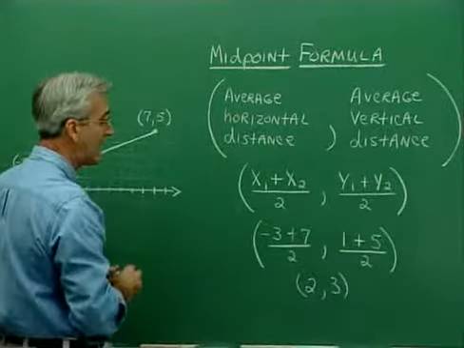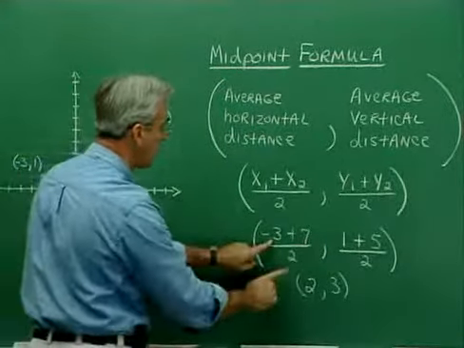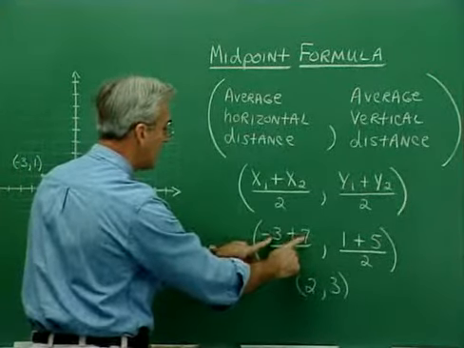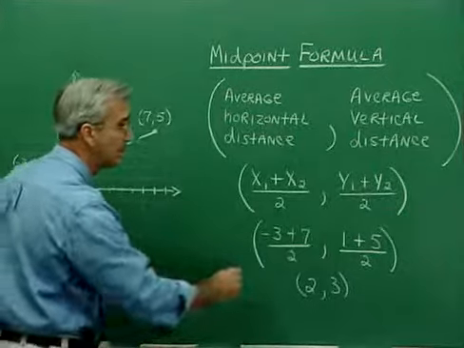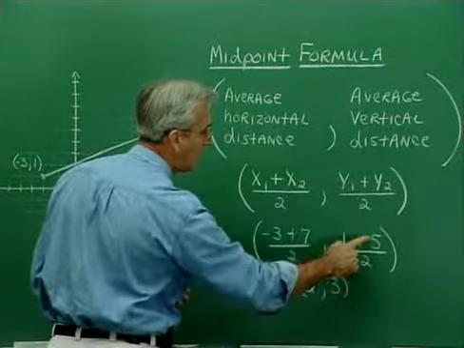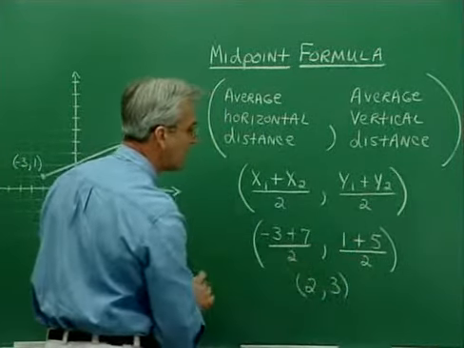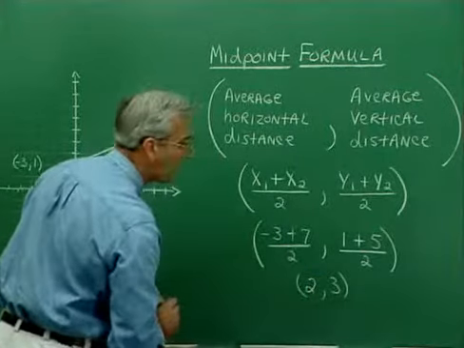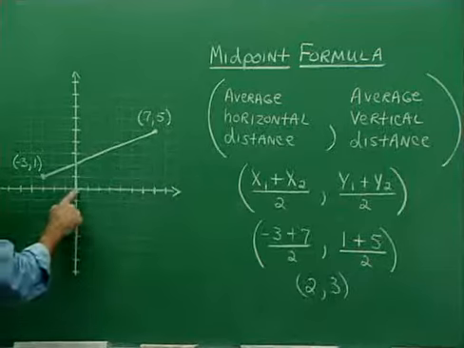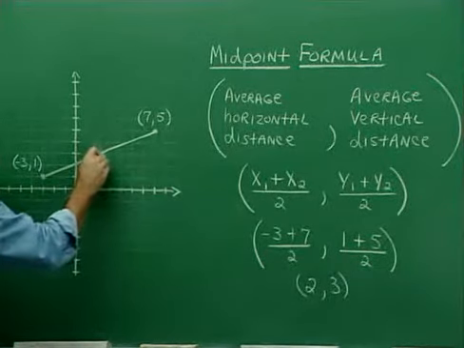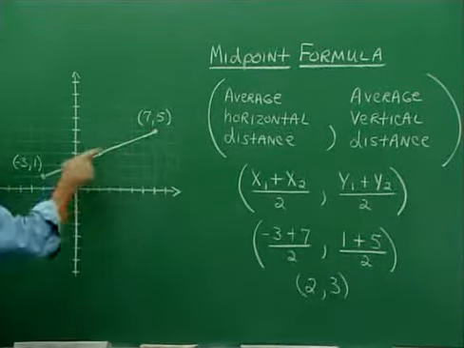For the points that we have here, the x components are -3 and 7. Collecting those and dividing by 2, we get 2 for the x coordinate of the midpoint. The y components are 1 and 5. Adding those and dividing by 2, we get 3 for the y coordinate of the midpoint. The midpoint then has coordinates 2, 3. Let's see, 2 and up 3. Aha! Here's the midpoint of this segment.